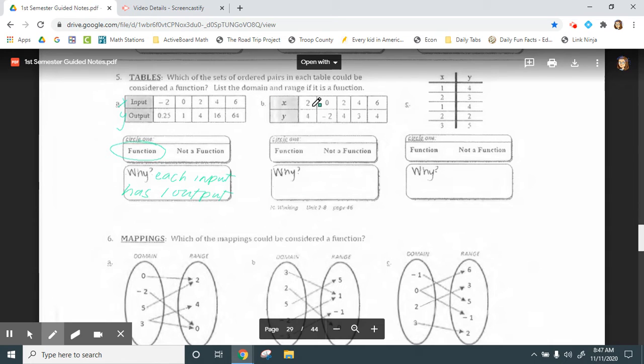For B, we look to see if any of our x values repeat. We see that 2 repeats. Now we look to see if it cheats. Its output is 4, or its partner is 4. Right here, its output is 4. That means we're still in a functioning relationship. Each input has one output.